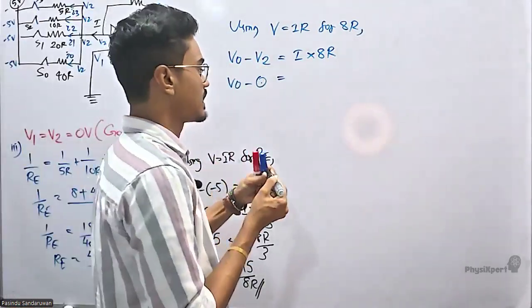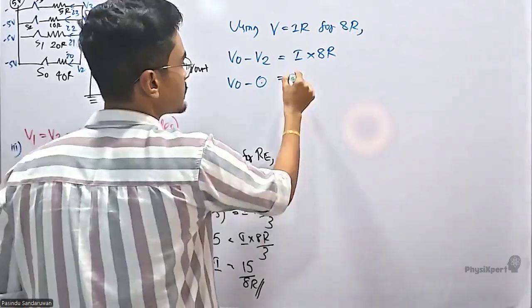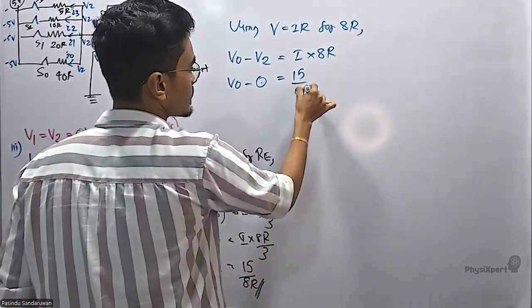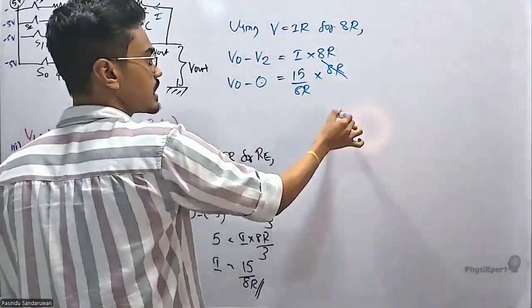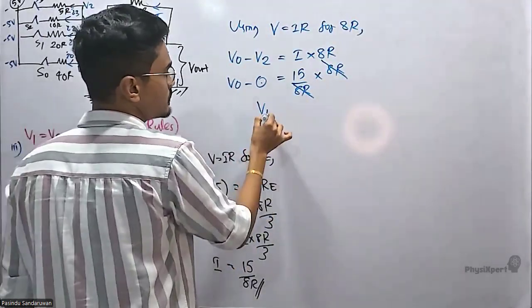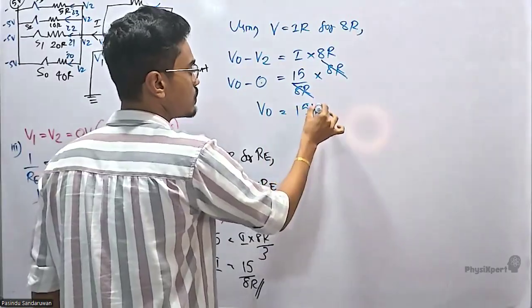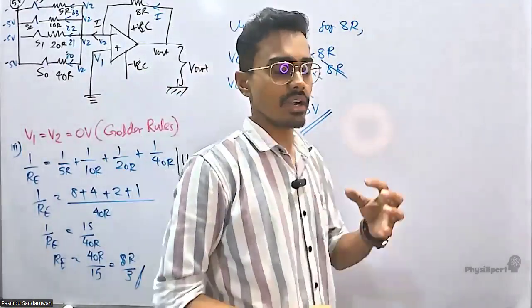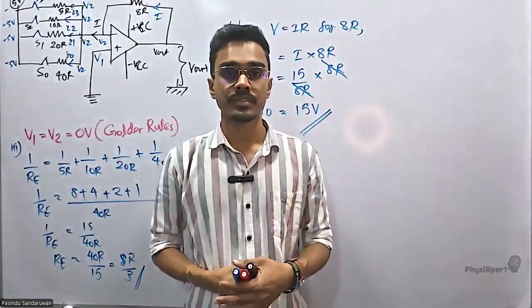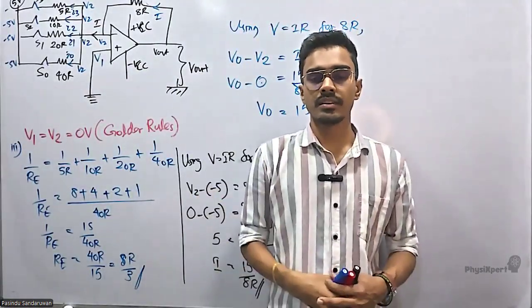Now I can use that value here. New I is 15 over 8R times 8R. It cancels, so 8R to 8R cancels. V out equals 15 volts. Final answer: V out equals 15 volts. If you understood the question properly, very easily you can get these 10 marks.